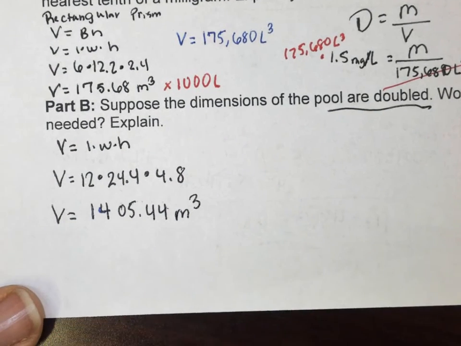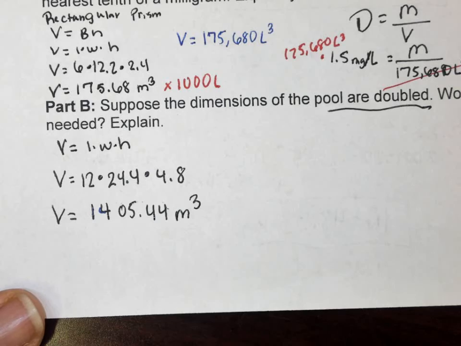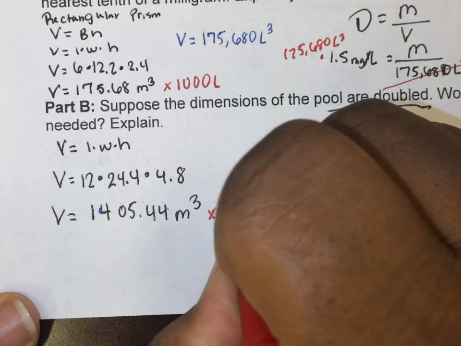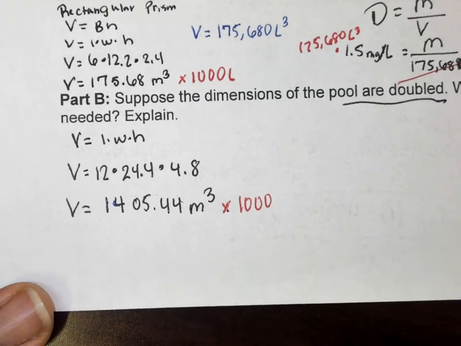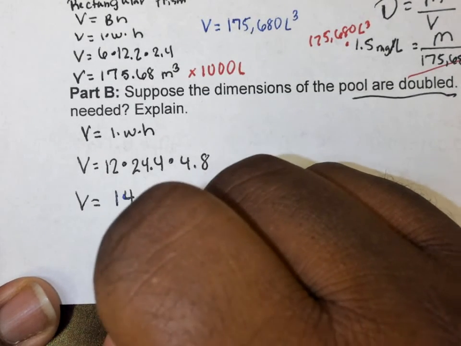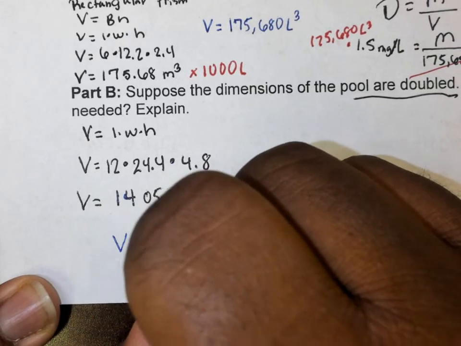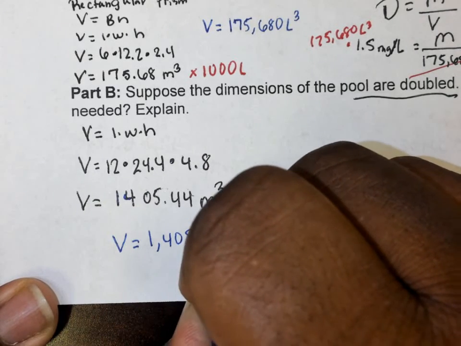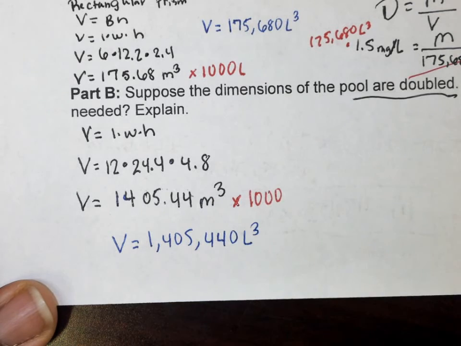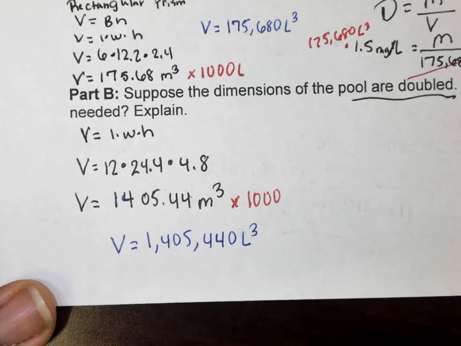Only thing with that, same thing as last time though. That's in meters. We need to turn it to liters. So times 1,000, and we need to change the volume. The volume would be 1,405,440 liters cubed. So that's the volume we're going to want to use right there for the new pool.